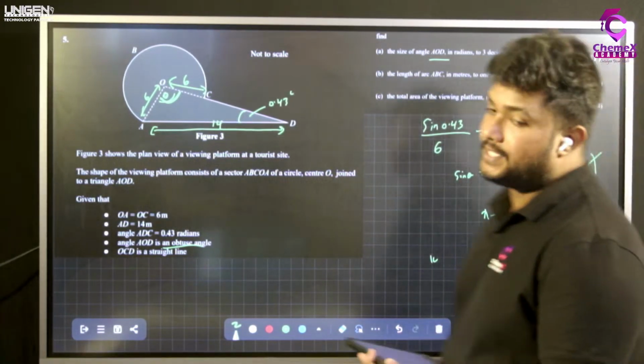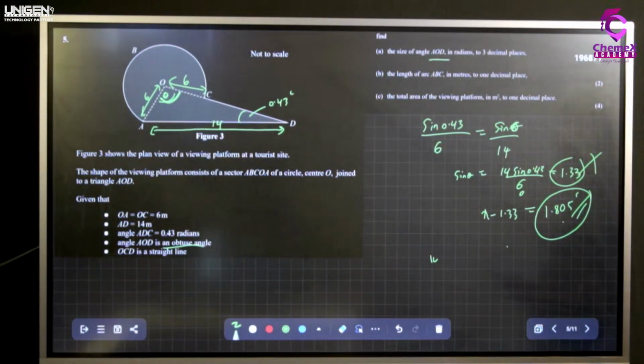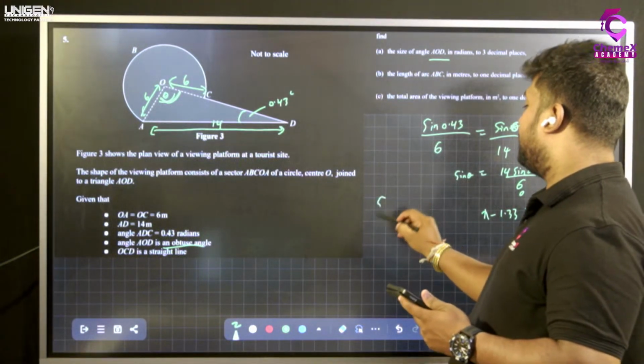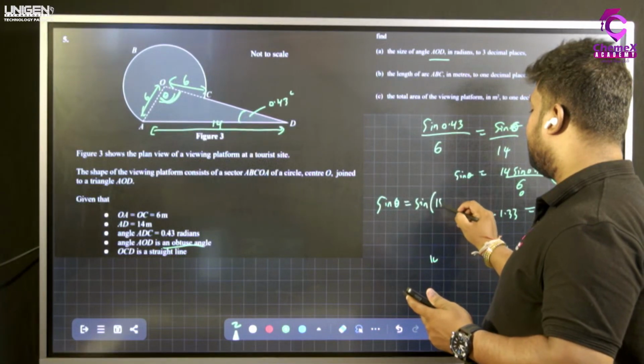Why? It's obtuse. So if it's obtuse, you can't give an angle which is less than 90. It should be more than 90. So remember that sin theta is also equal to sin of 180 minus theta.